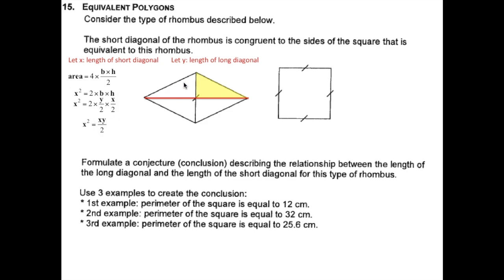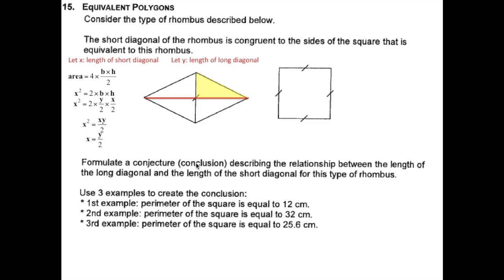We know that the area of this rhombus is equal to the area of this square. And the area of this square is x squared. Okay, that's where the x squared is coming from. If x squared is equal to x times y divided by 2, if I divide both sides by x, I end up getting x is equal to y divided by 2.